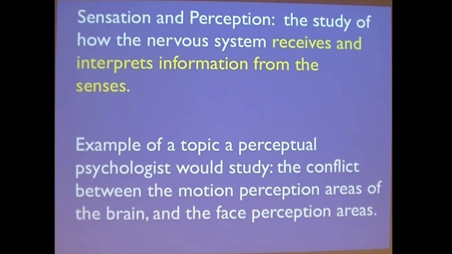All right, next field is sensation and perception. People in sensation and perception study how the nervous system receives and interprets information from the senses.